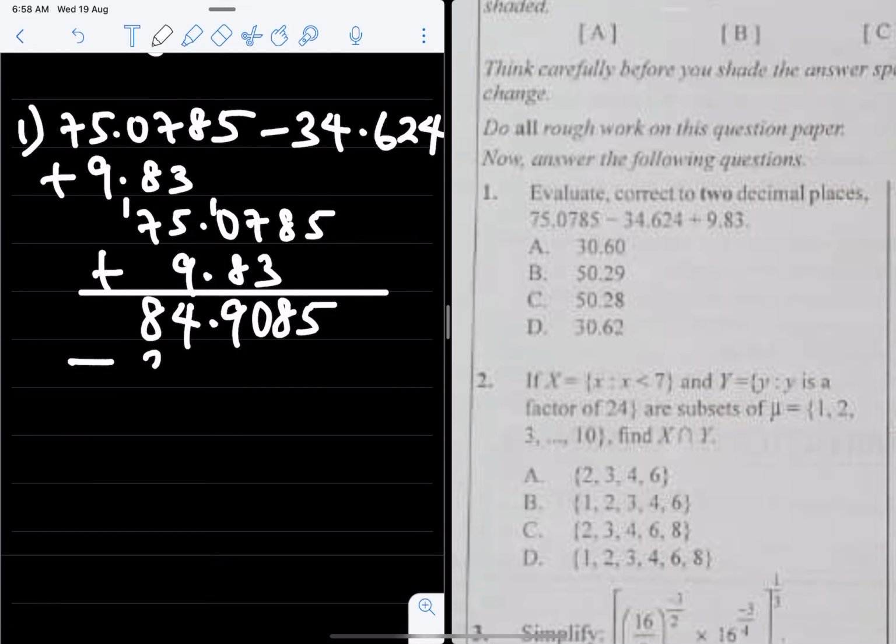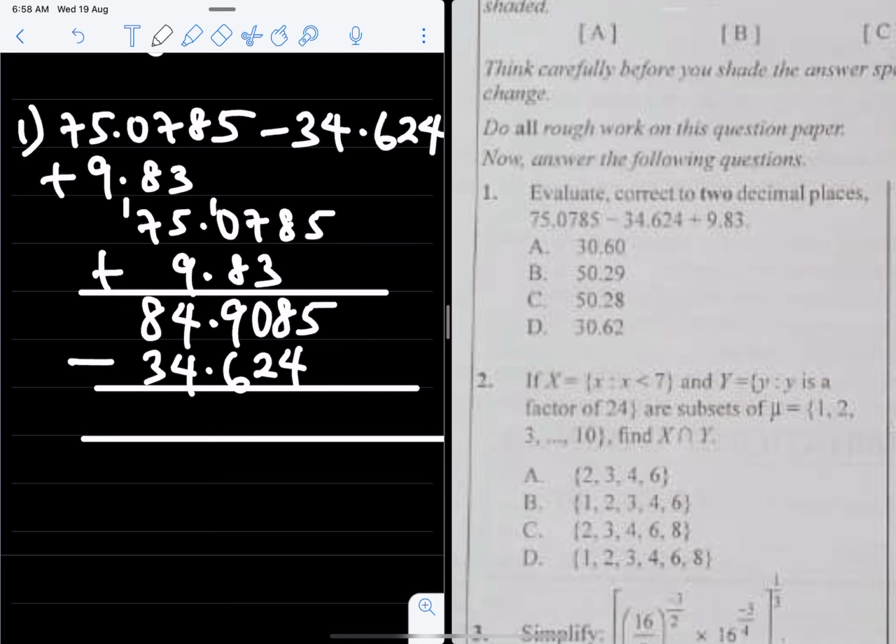And now we subtract 34.624, which gives 5 minus 0 is 5. 8 minus 4 is 4. Borrow 1 from 9, you will be left with 8, and you put it here to make it 10. 10 minus 2, 8. 8 minus 6 is 2. 4 minus 4 is 0, and 8 minus 3 is 5.